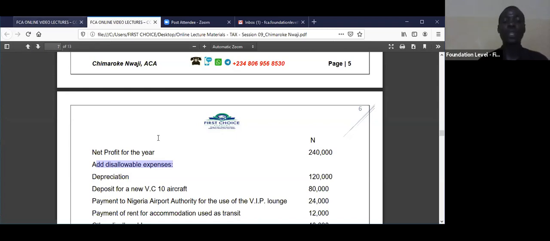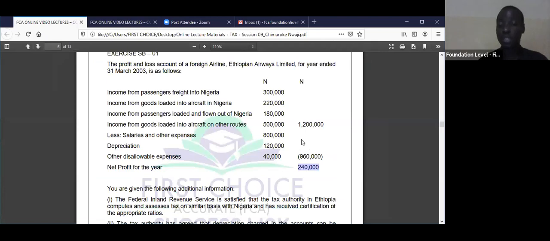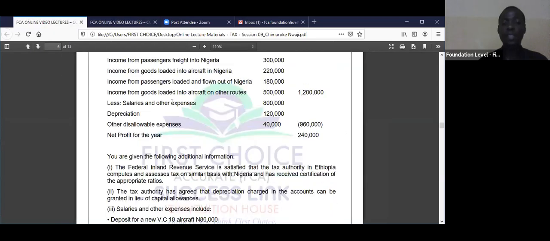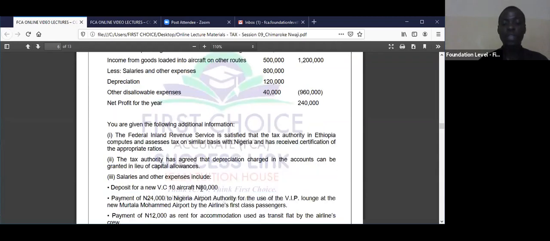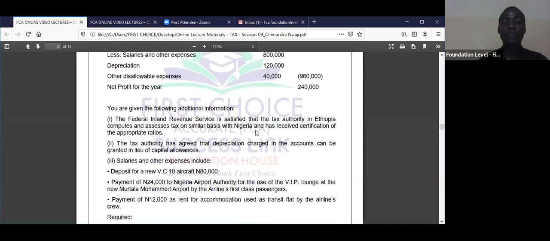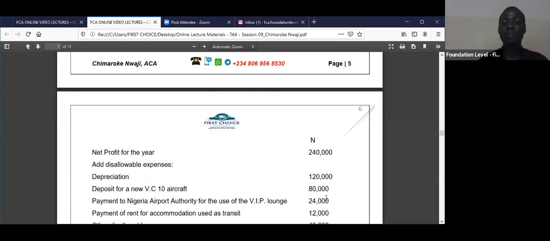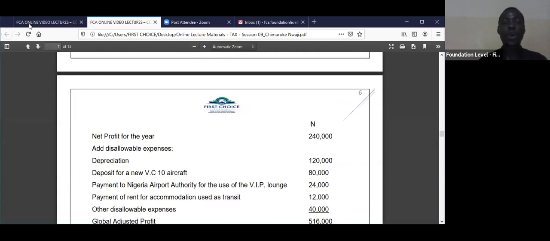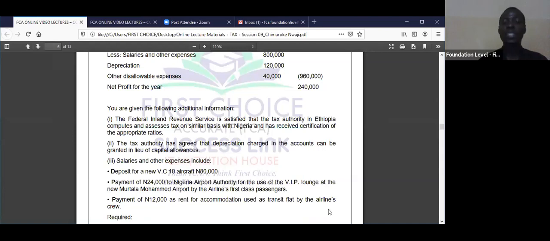The first one we are doing is depreciation. Depreciation is part of this 960 they deducted, so we are adding it back. We have our depreciation, 120. Then all of these expenses we saw in salaries and other expenses, which include this 80,000, this 24,000, and this 12,000. We are going to add them back. Then what again are we adding back? There's what they call other disallowable expense, 40,000. You add it back.